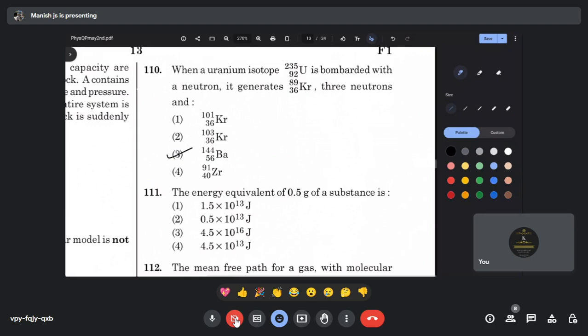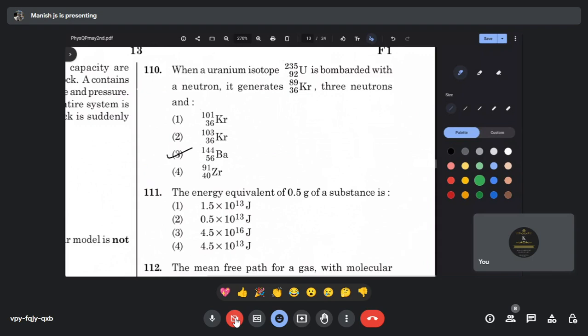Correct, it's 3. So how do you get option 3? They are bombarding it with a neutron, so you have to write the equation. U-92 in the reaction, 92 minus 36 is 56. Correct. You go for a rearrangement, equating the LHS and RHS. When you equate it, you will get the expression. So 56 is the atomic number of barium. So option 3 is matching with 56.